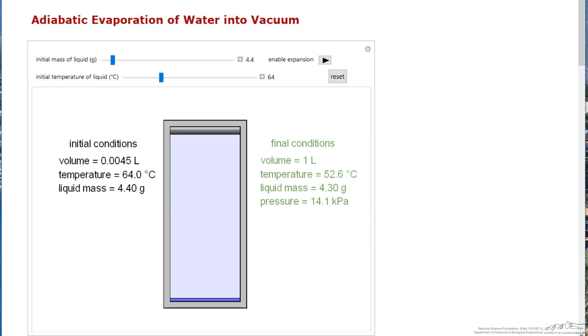And so the idea is to try and understand the relationship between vapor-liquid equilibrium and the energy balance for this system. It's a steady state system, and the heat of vaporization comes from cooling down the liquid and vapor.